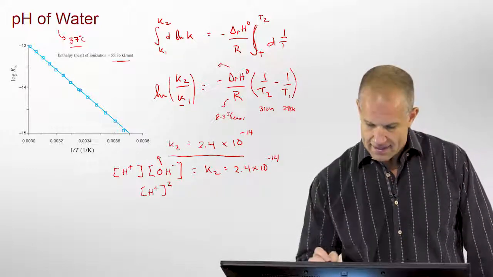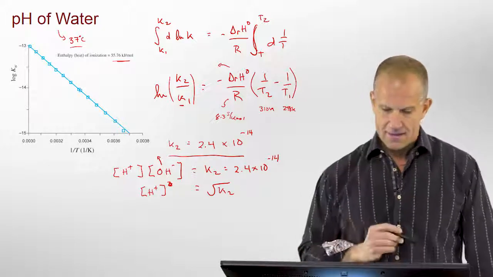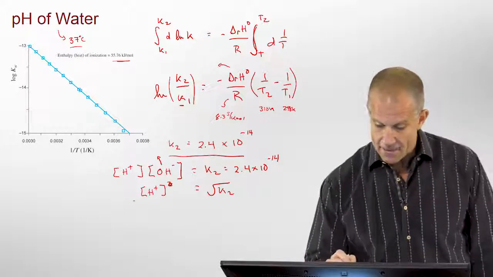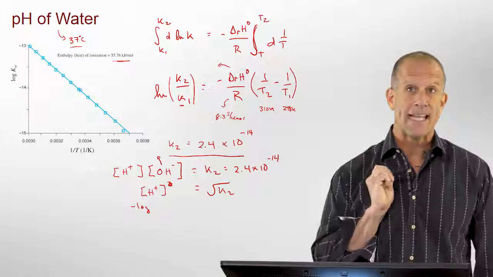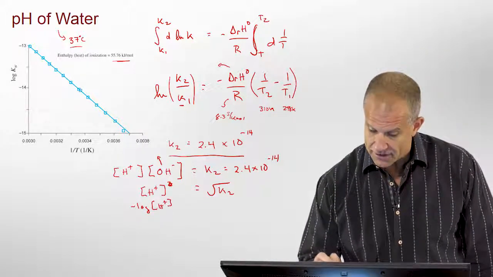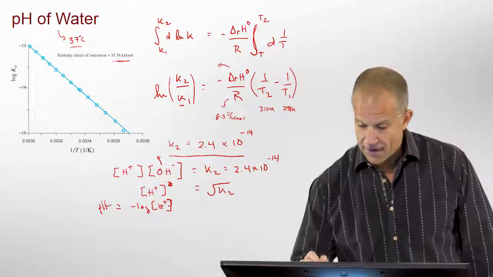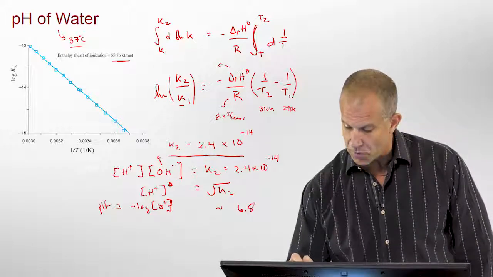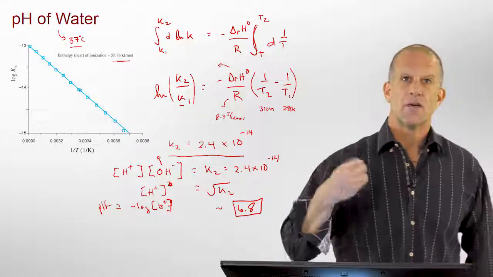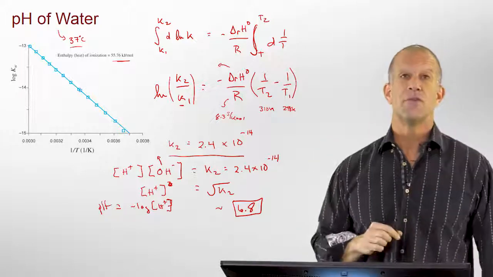So we can take the square root of K2 to get our hydrogen ion concentration, and we can take minus the log base 10 of the hydrogen ion concentration, which is defined to be pH, and we'll get a value of about 6.8. So unlike at standard conditions, where we have a pH of 7, it's deviated 0.2 units from that.